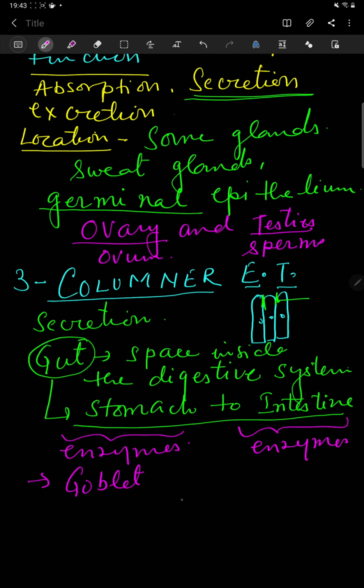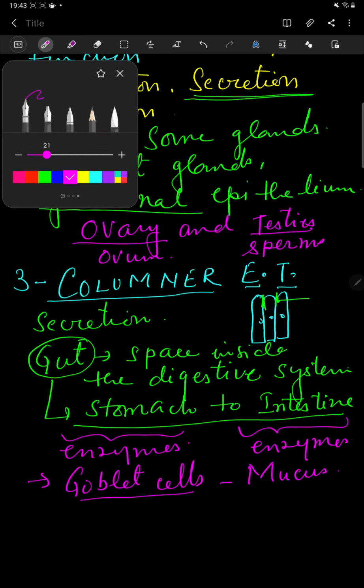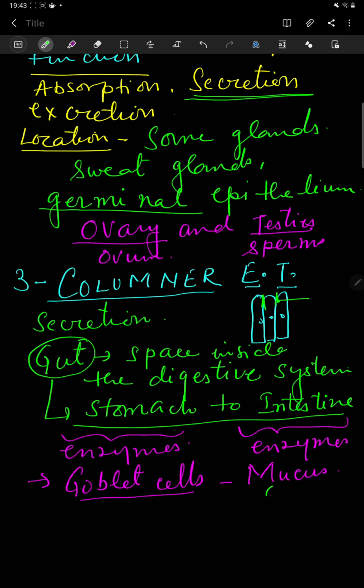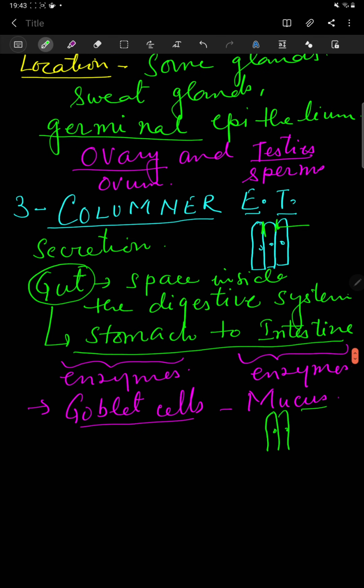Goblet cells, the single cells these are, and responsible for secretion of mucus. It is also a type of columnar cell. What I mean is, if we make the goblet cell, the structure will remain the same. We will make exactly this structure, and each cell works like a gland and secretes mucus. So this is also one more example of columnar epithelial tissue.